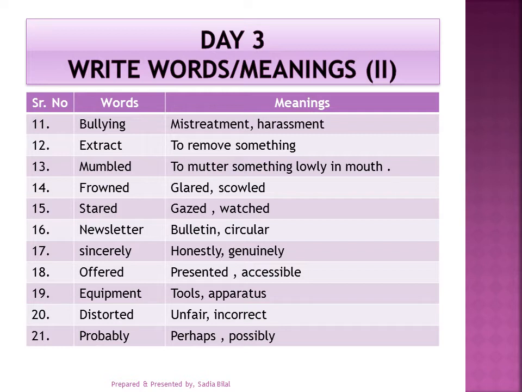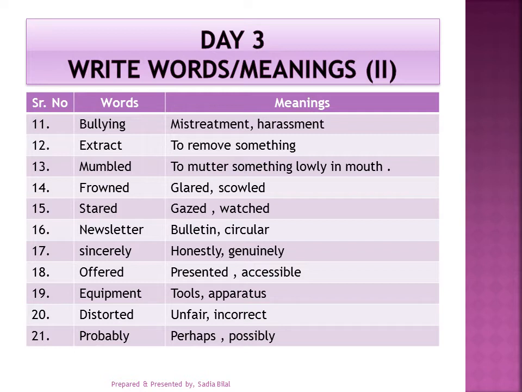Mumbled. Mumbled means to mutter something lowly in mouth. Mutter means to say something. To say something lowly means very slowly, very quietly, so that no one else can hear or make out what are the words which you have said. So mumbled means talking in mouth, so that no one comes to know what you have actually said.